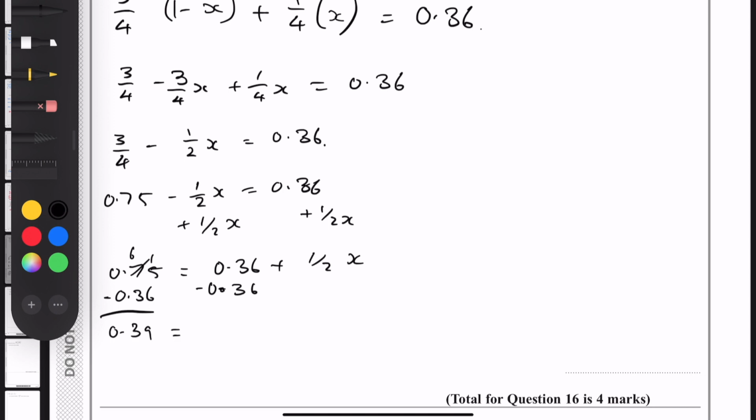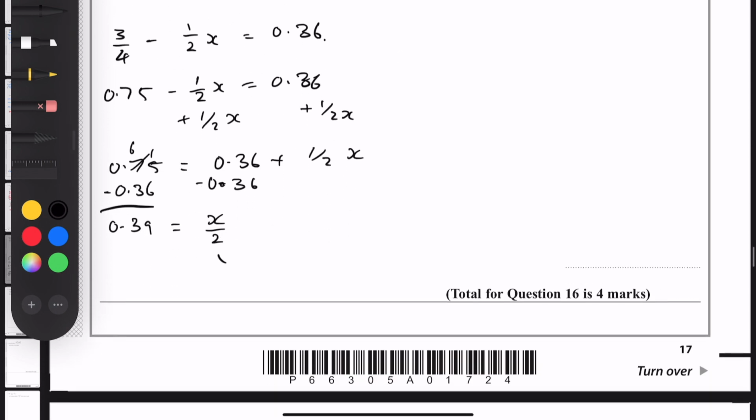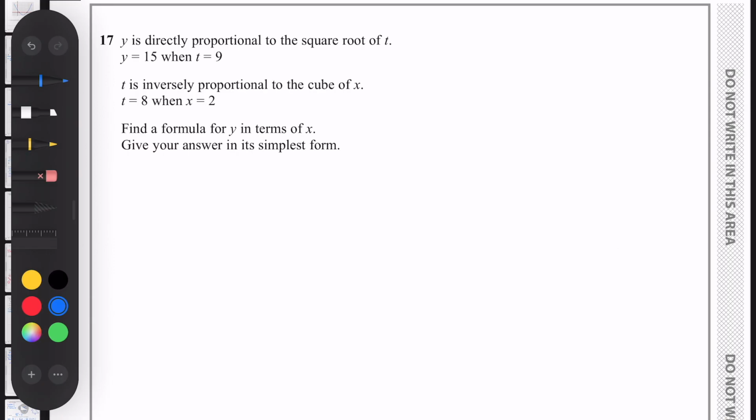0.39 equals x over 2, or 1/2 x, and then times both sides by 2 to get rid of the 2 on the bottom, like this, and then you'll get 0.78 as your answer.